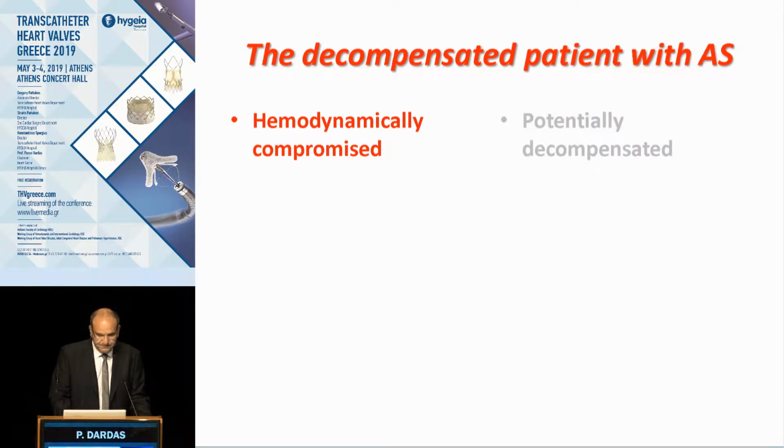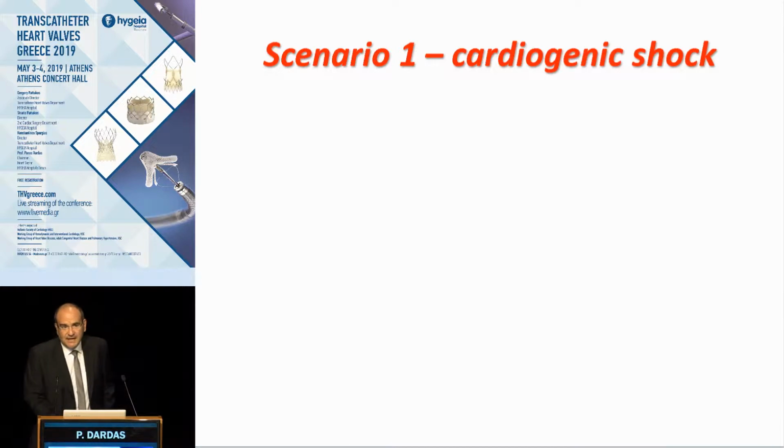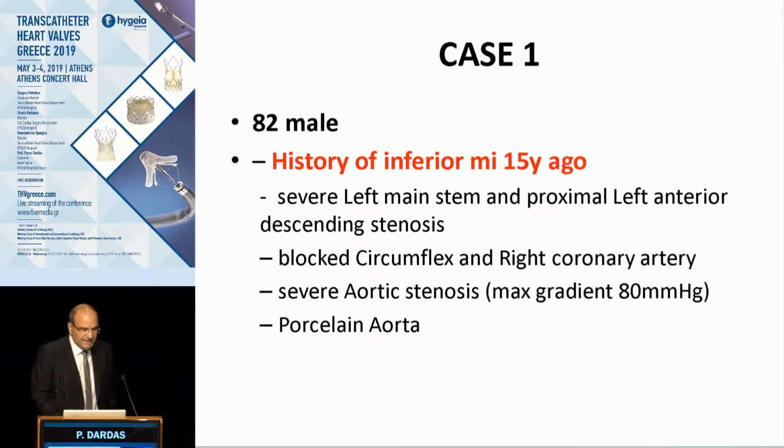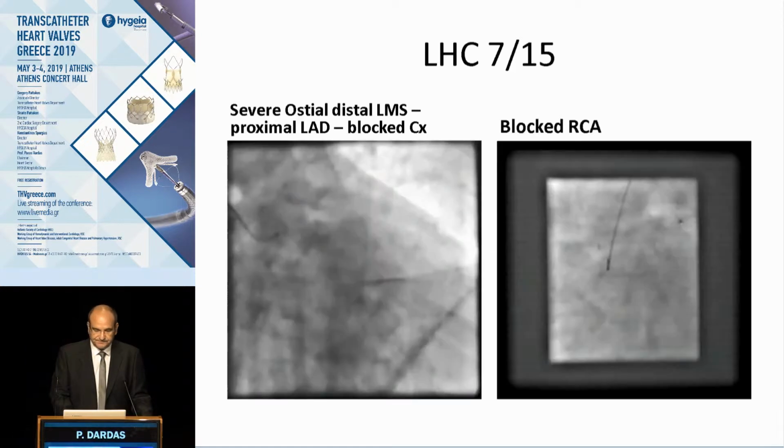Now, let's see the first category. The most common clinical scenario is a patient with cardiogenic shock. And this is a case of an 82-year-old male with a previous history of inferior myocardial infarction 15 years ago, severe left main proximal LAD disease, blocked circumflex, blocked right coronary artery, severe aortic stenosis, and a porcelain aorta.